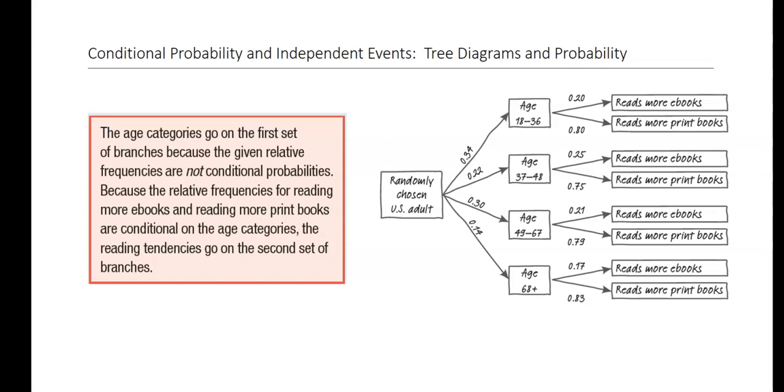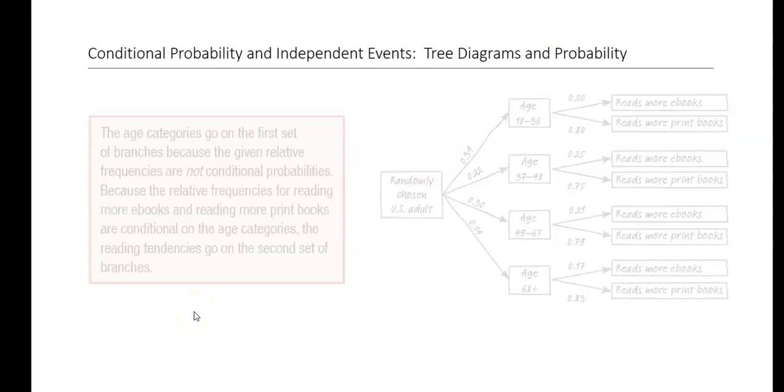Because the relative frequencies for reading more ebooks and reading more print books are conditional on the age categories, the reading tendencies go on the second set of branches. So that was the trouble, figuring out sometimes which one's the second set of branches. You kind of look at both of them and say which one's more conditional. That's the one on the right. That's the second layer there.